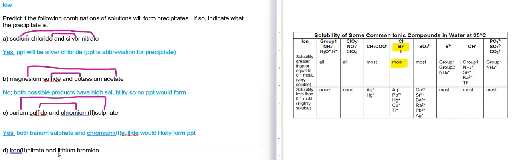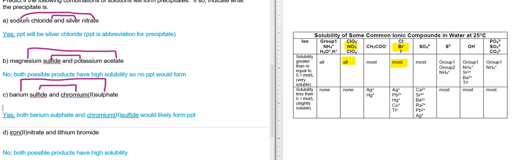Okay, our second possibility, lithium with nitrate. So we go to our nitrate column and we see they're all soluble. So again, they both have high solubility. We would not expect a reaction in that one. So sometimes we just want to predict if there's going to be a reaction. Sometimes we want to predict what the reaction is going to be.